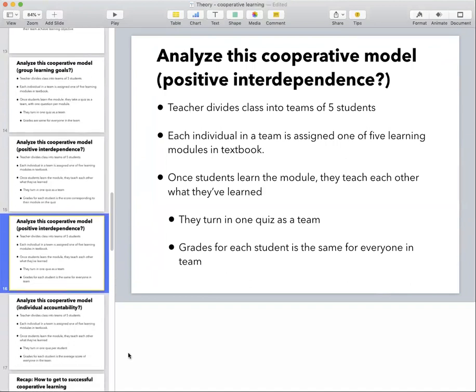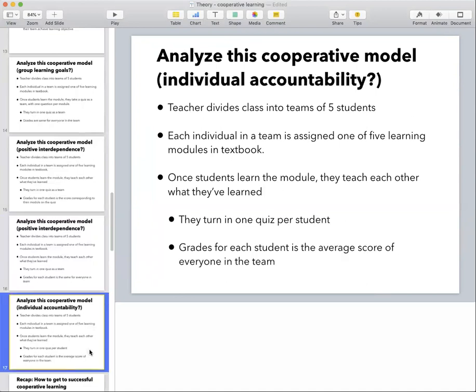Okay, now let's move on. And in this case, let me give you half the answer. There is positive interdependence in this condition. I want us to analyze if there's individual accountability. Okay. So in this case, the teacher divides the class into two teams of 5. Each team is assigned one of 5 modules. Students learn the module, teach each other. Here's the difference. They turn in 1 quiz per student. And the grade for each student is the average score of everybody else on the team.